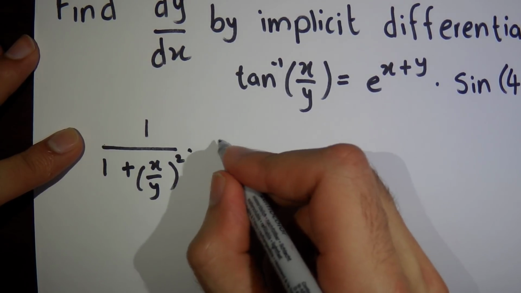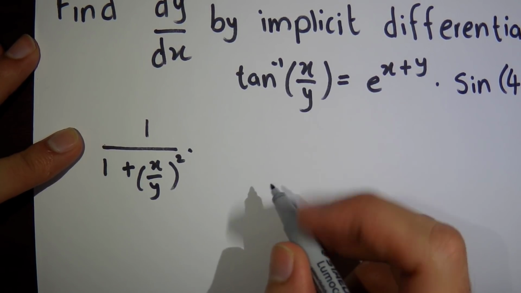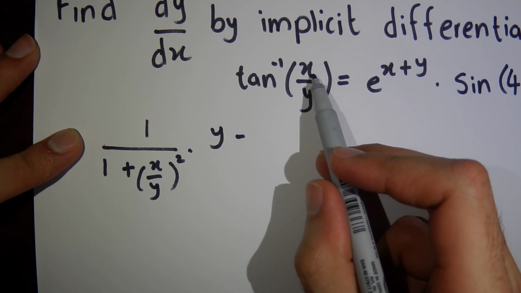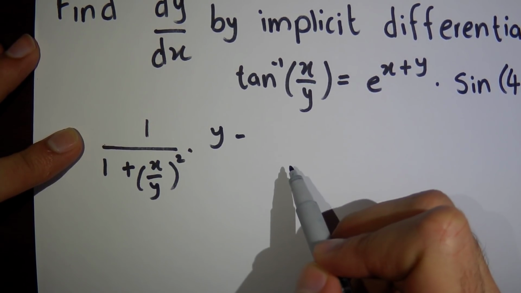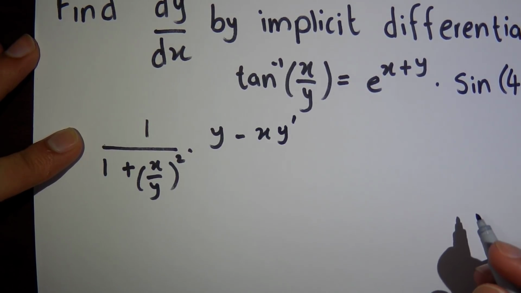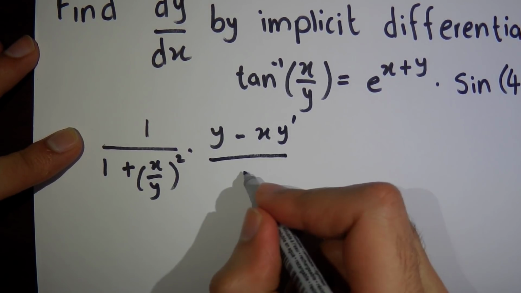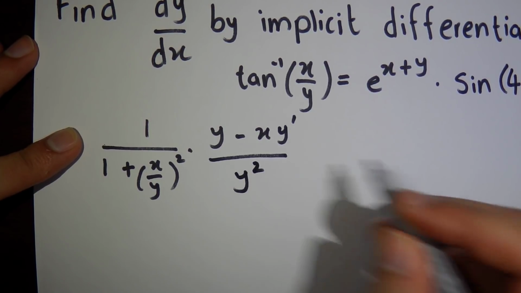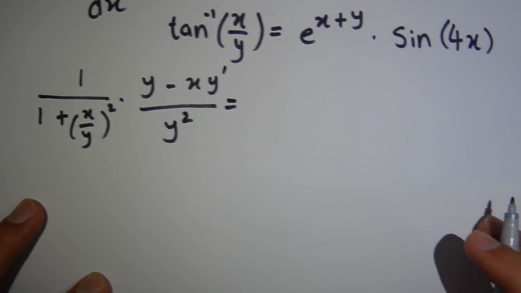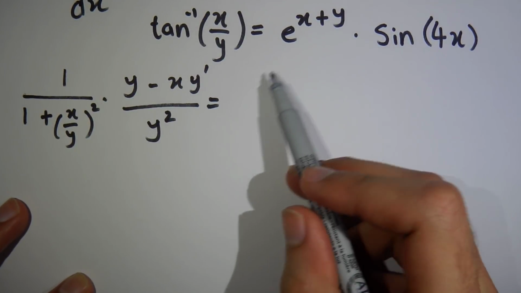So we have the derivative of x, which is 1, multiplied by y, minus the numerator as it is, multiplied by the derivative of the denominator, which would be x times y prime. On the denominator goes the denominator squared. Of course, these are formulas you need to memorize. On to the right side now.